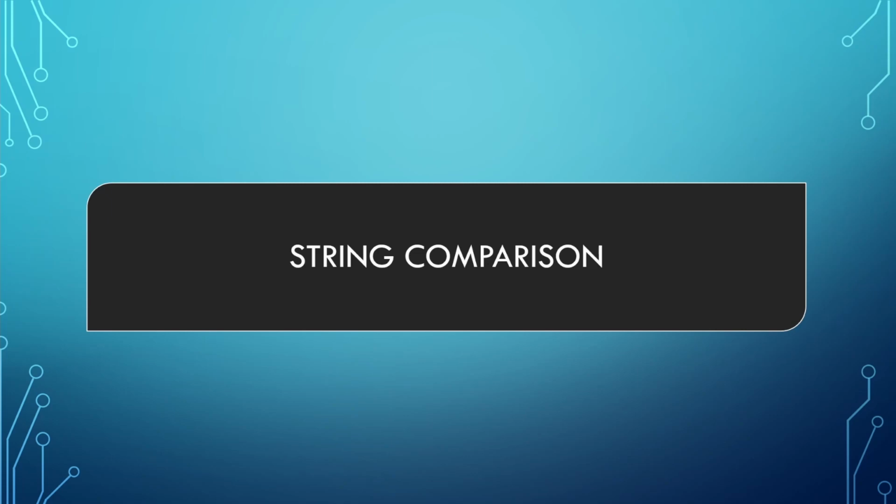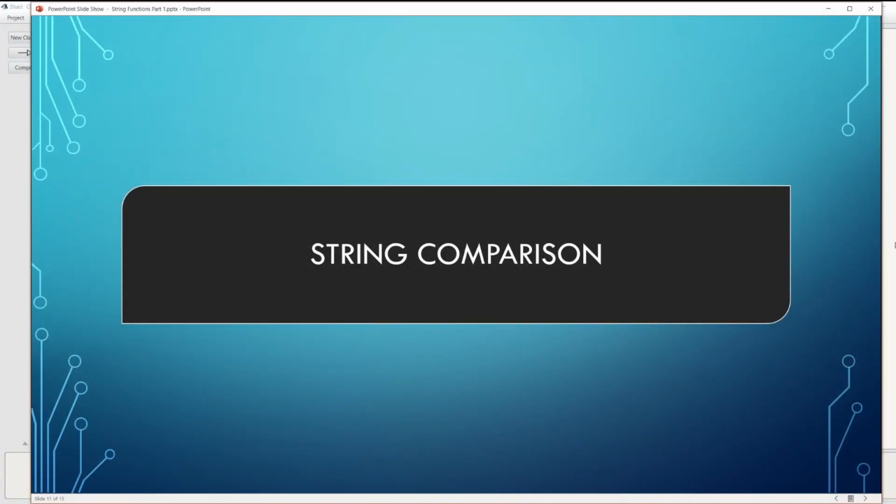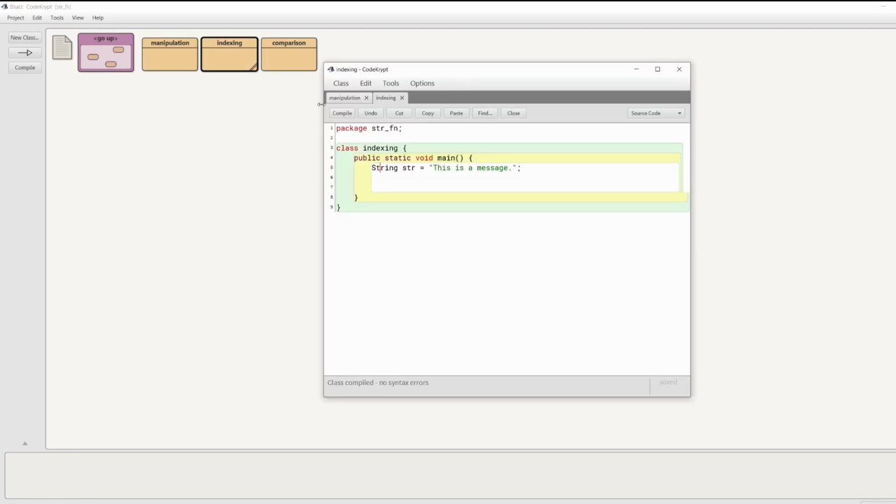Alright, so now we'll talk about this. I'll show you this within BlueJ. Okay, so now we'll check this indexing class. We have over here, this is a message.